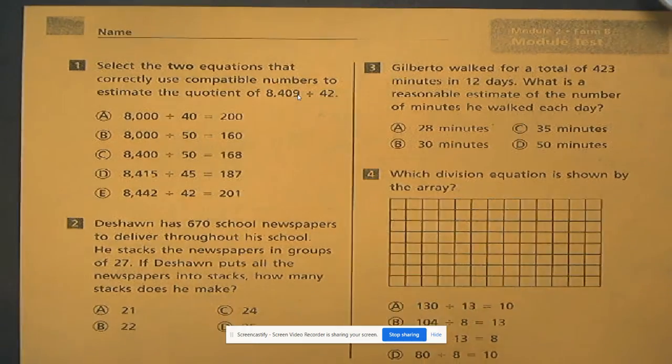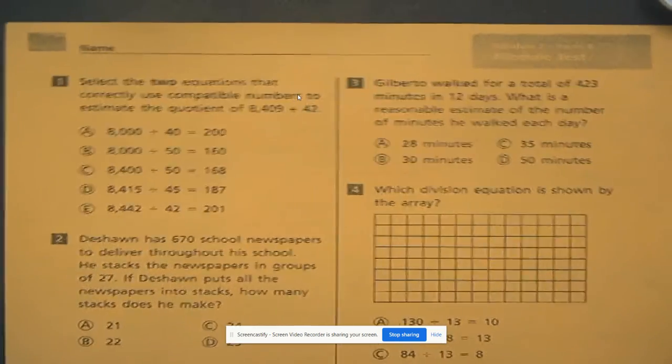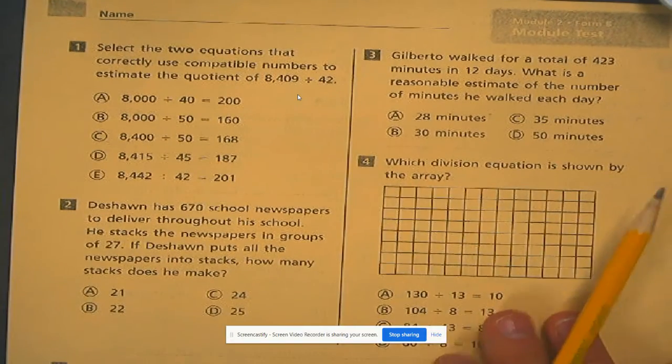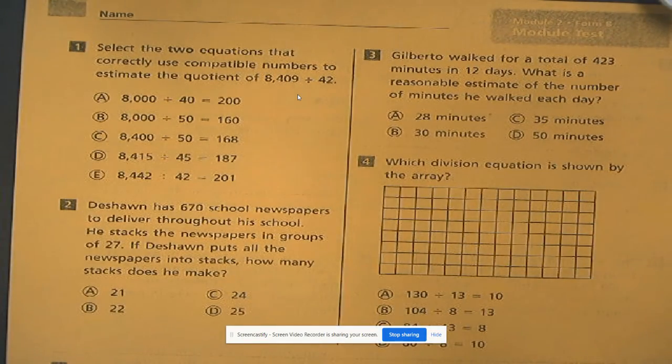So if you struggle with your facts, get out your multiplication facts right now to use the charts, okay? All right, select two equations that correctly use compatible numbers to estimate the quotient of 8,409 divided by 42.